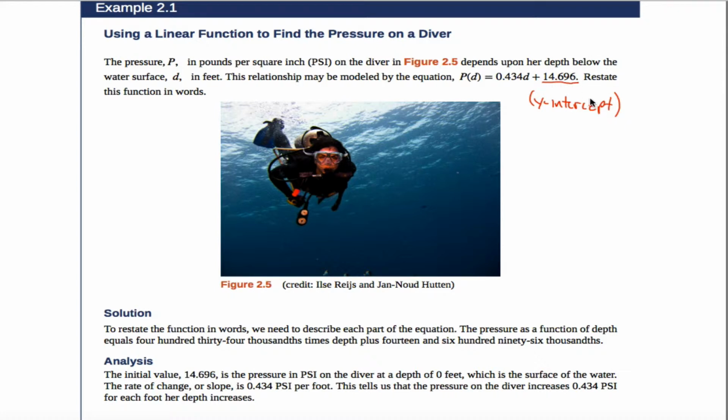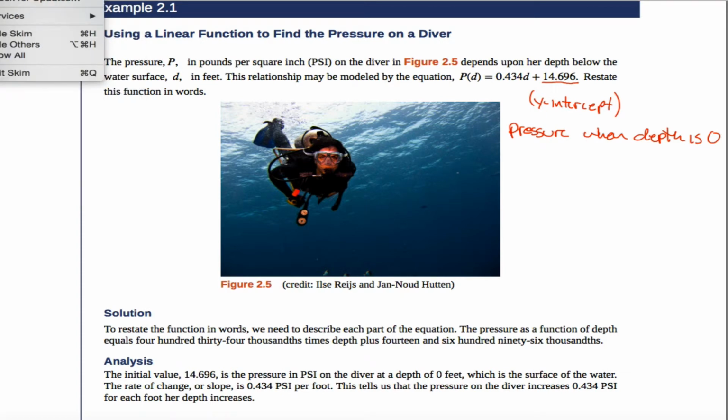So what does that mean in terms of this problem? Well, the input is the depth this diver is, and the output is the pressure. So this number right here is the pressure when the depth is 0. And you could use units if you want to be a little bit more careful. This is the pressure in pounds per square inch when the diver's depth is 0 feet below the surface.